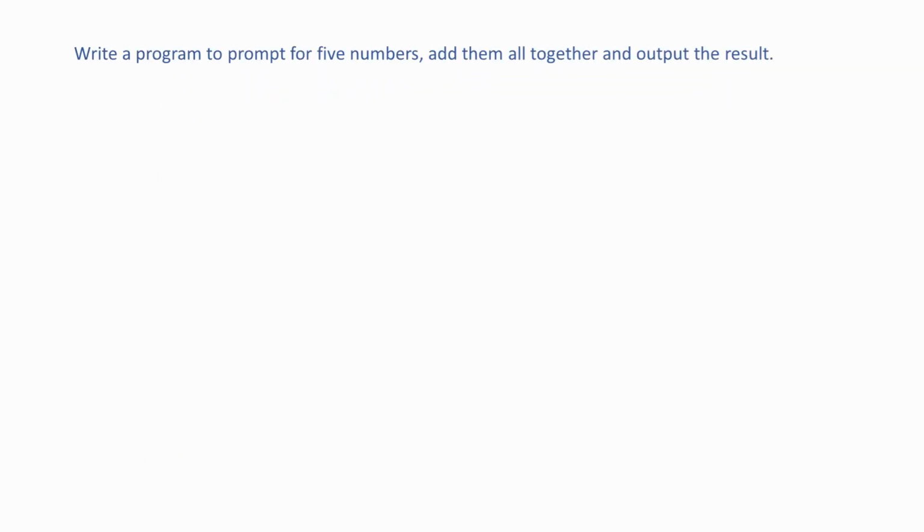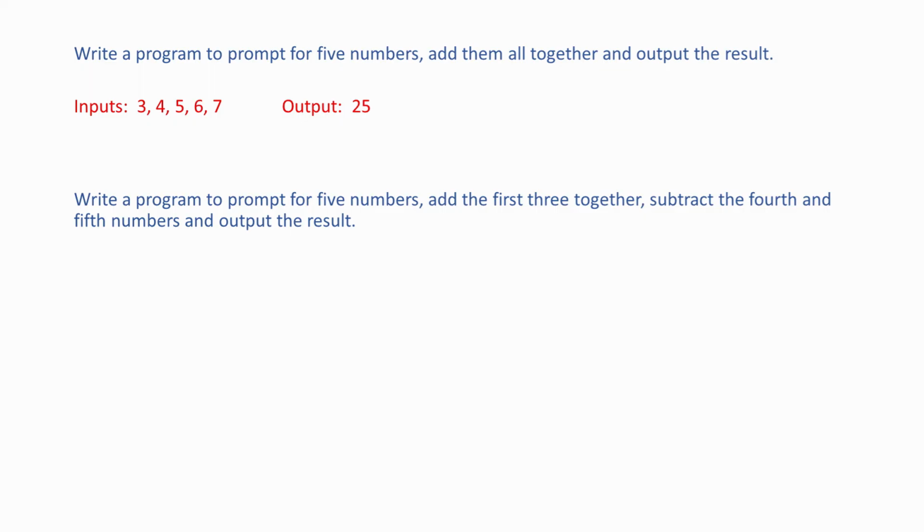If you'd like to practice, here are some ideas for programs that you can try for yourself. Write a program to prompt for 5 numbers, add them together and output the result. So, for example, if you input 3, 4, 5, 6 and 7, the output would be 25. Write a program to prompt for 5 numbers, add the first 3 together, but subtract the 4th and 5th numbers. Then output the result. For example, if you input 3, 4, 5, 6 and 7, the output would be -1.